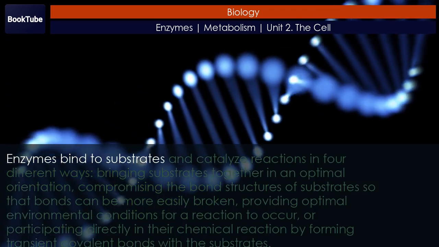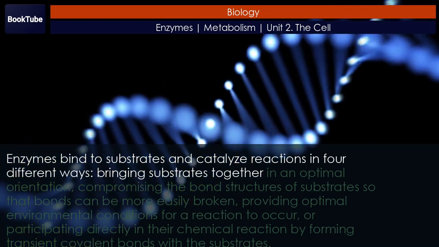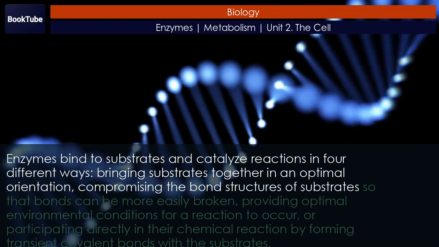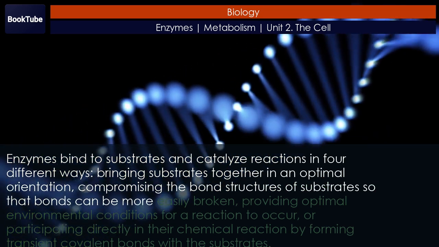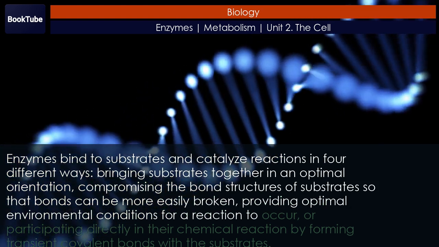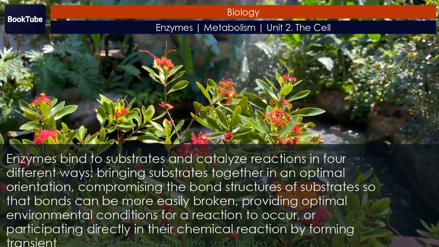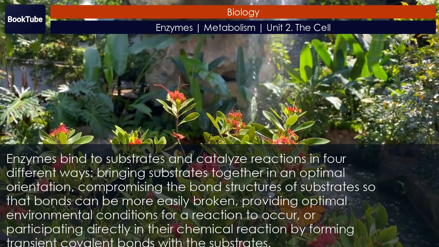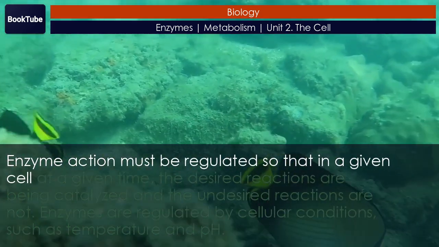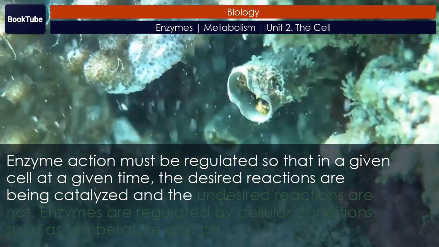Enzymes bind to substrates and catalyze reactions in 4 different ways: bringing substrates together in an optimal orientation, compromising the bond structures of substrates so that bonds can be more easily broken, providing optimal environmental conditions for a reaction to occur, or participating directly in their chemical reaction by forming transient covalent bonds with the substrates. Enzyme action must be regulated so that in a given cell at a given time, the desired reactions are being catalyzed and the undesired reactions are not.